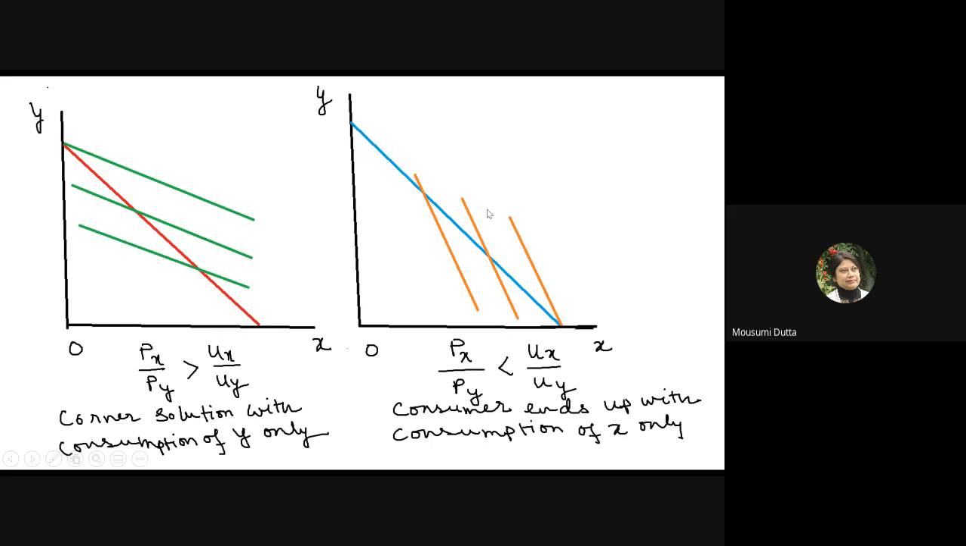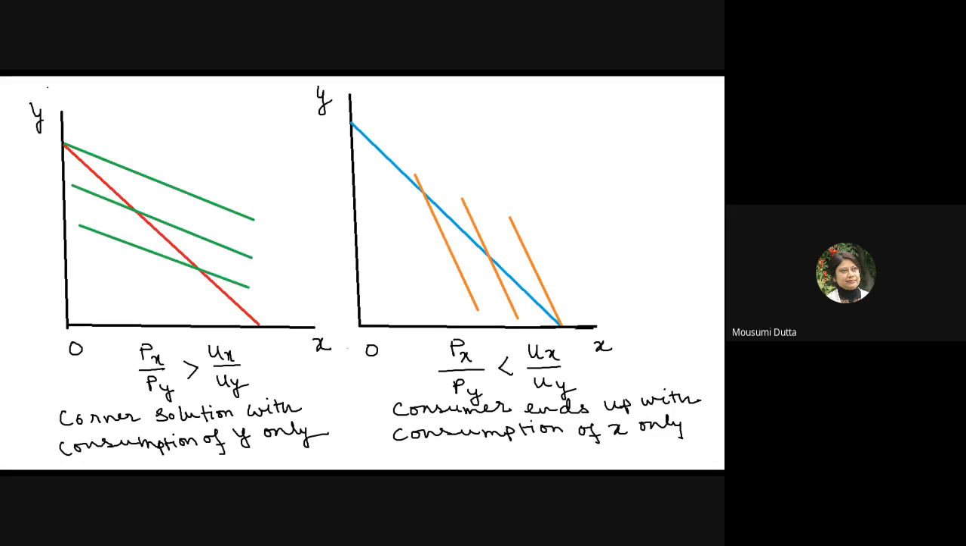On the other hand, if the indifference curves are always steeper, that is, Ux by Uy is greater than Px by Py all along the budget line, in that case the consumer will stop consuming I by Px amount of X and 0 amount of Y. Okay, so you can mark these two cases. I think already you marked.